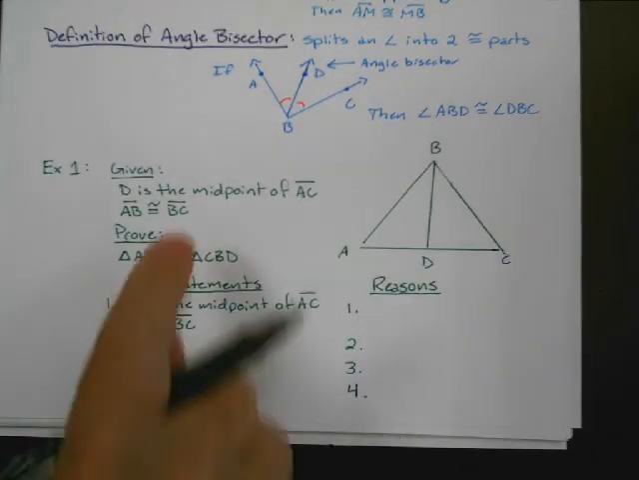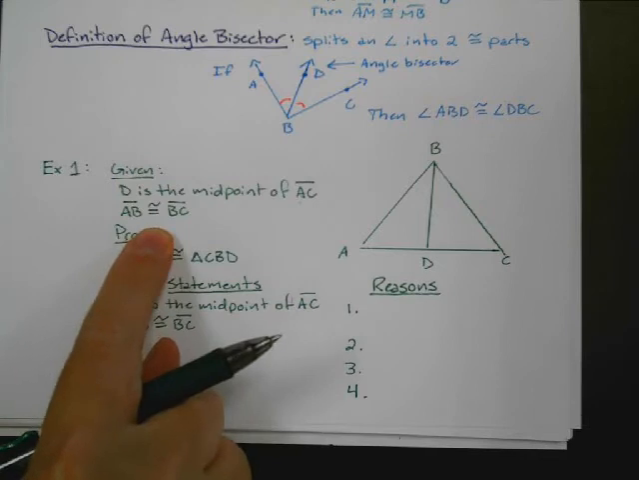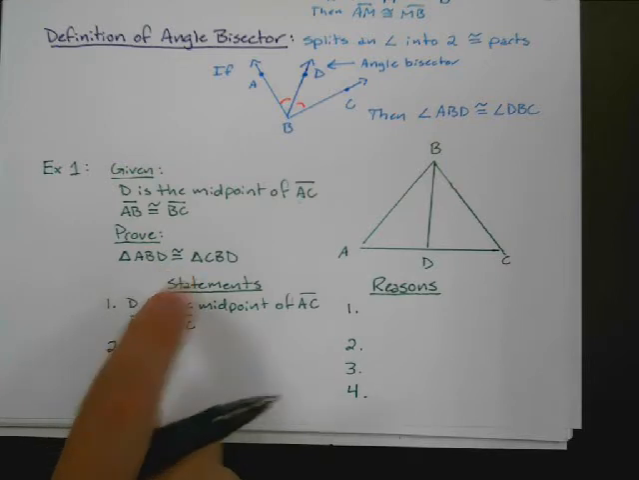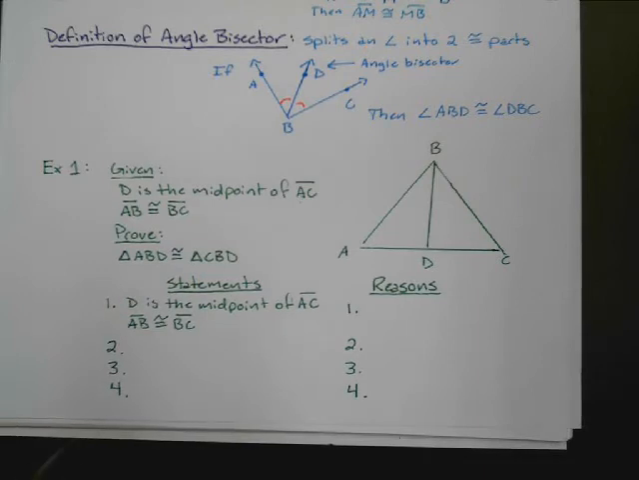All right, so again, we've got our given. This is the information we already know, and this is what we're trying to prove. We're trying to prove that the two triangles are congruent. Now, before we said all three sides and all three angles have to be congruent. Now we've got a shortcut. We can now say all three sides are congruent. All right, let's see what we've got.